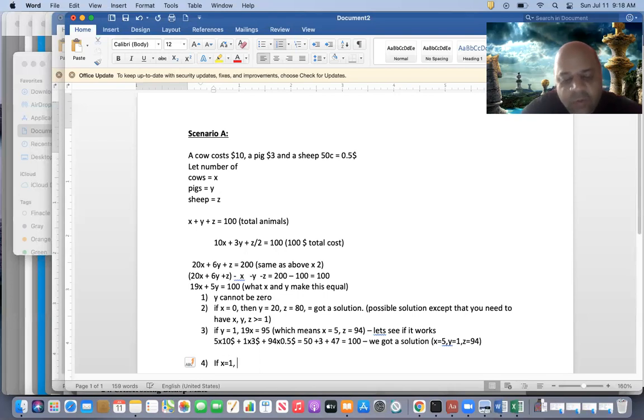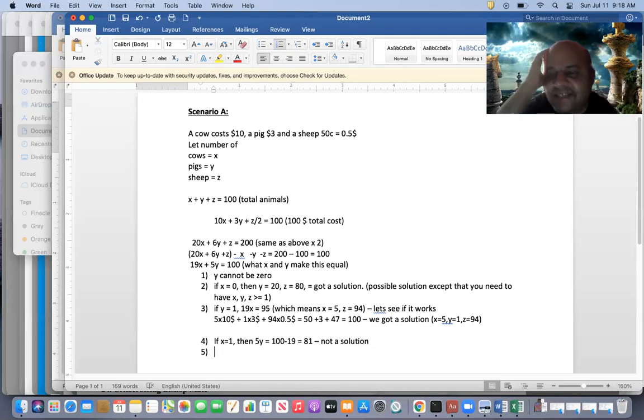If x is equal to 1, then 19x plus 5y is 100. So 19 plus 5y is equal to 100. So 5y is equal to 100 minus 19, which is 81. Now you know that 81 can never be divided by 5 integrally, right? There will be some fraction remaining. That means there will not be any integral value of y which satisfies 5y is equal to 81. So it is not a solution, right? This is the approach we can take.